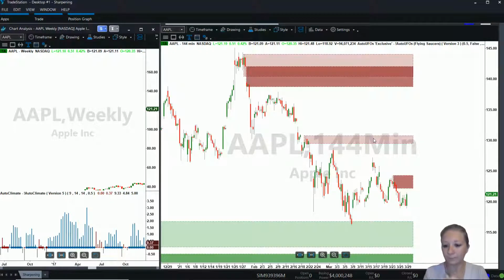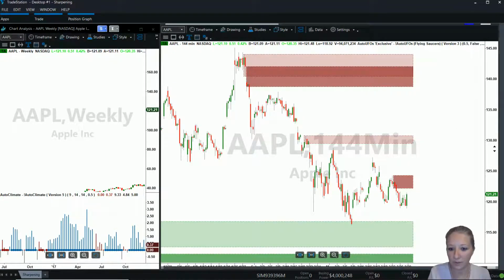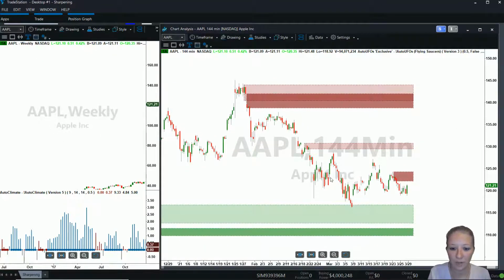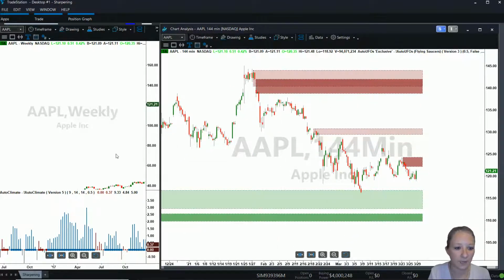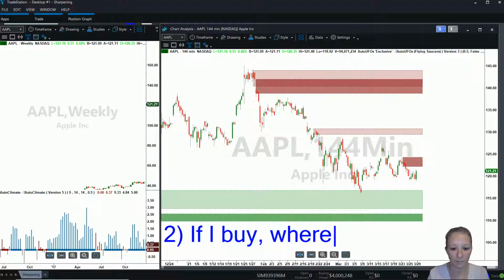Okay, so when we're looking at AutoUFOs, and again, we're on a 144-minute chart here of Apple, just because it obviously aligns with our weekly chart. If we're answering question number 1 here, question number 2 is answered on this one. And question number 2, I'm just going to put it down here. Question number 2 is, if I buy, where? And if I sell, where?